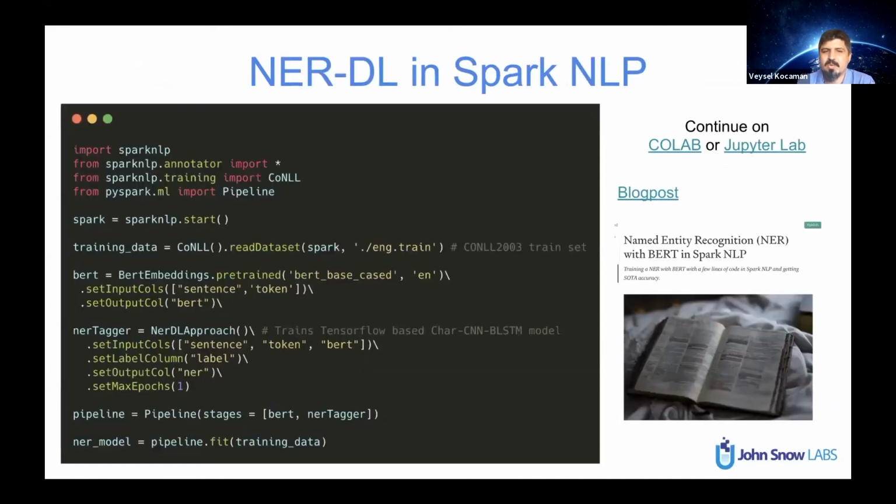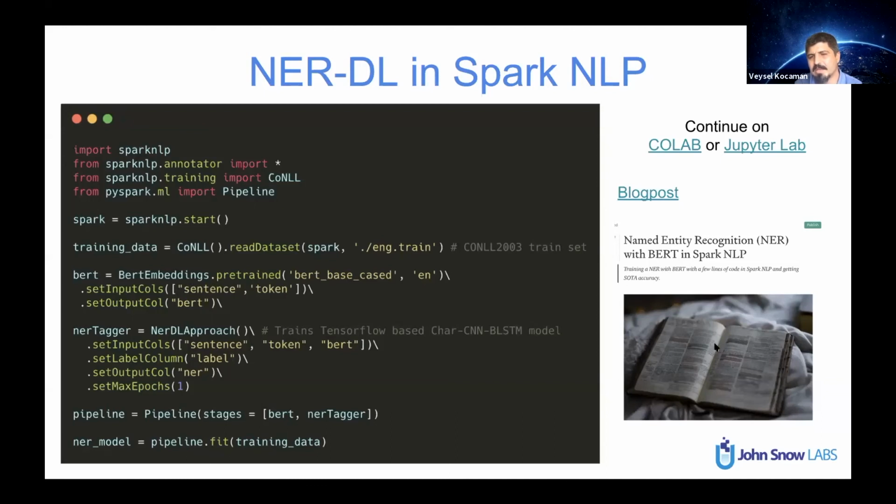And this is the code. The code is that simple. So assume that we have a CoNLL file here. This is the CoNLL, and I just read it with the CoNLL reader. I decided to use BERT embeddings. You can use word embeddings as well.